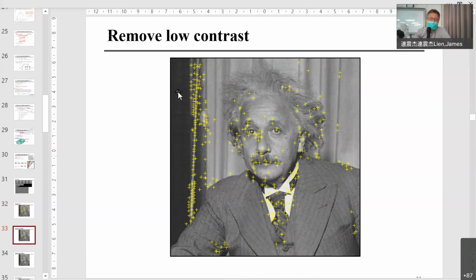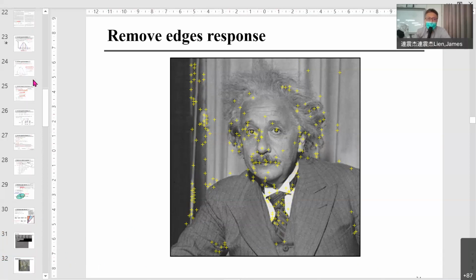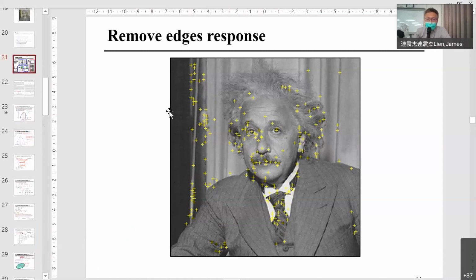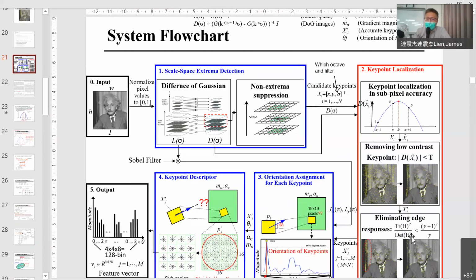And after this one, the final step is we try to remove some edge points. We keep corner points. We remove the edge points. We keep the corner points. That's from here to here. Here we try to keep the corner points. So how can we find corner points?